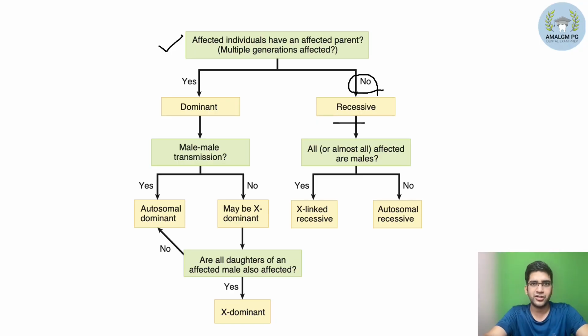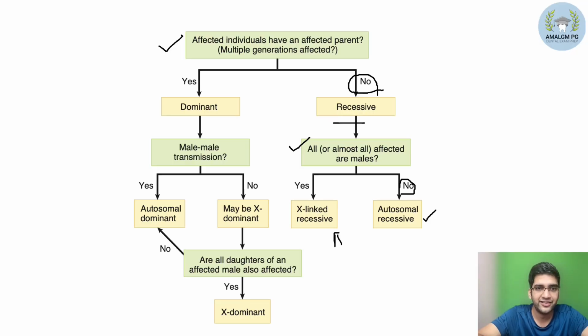If it is a recessive disorder, it has to be only two things, autosomal or X-linked, right? If it is an autosomal recessive disorder, both men and women will be affected. That's the question next: are all affected males or not? If the answer to that is no, my answer is autosomal recessive, which means autosomal recessive will not have a gender bias. Both men and women are affected. If only males are affected, X-linked recessive.